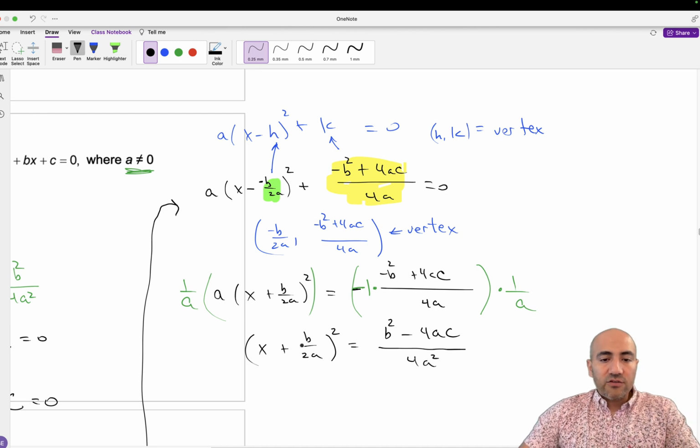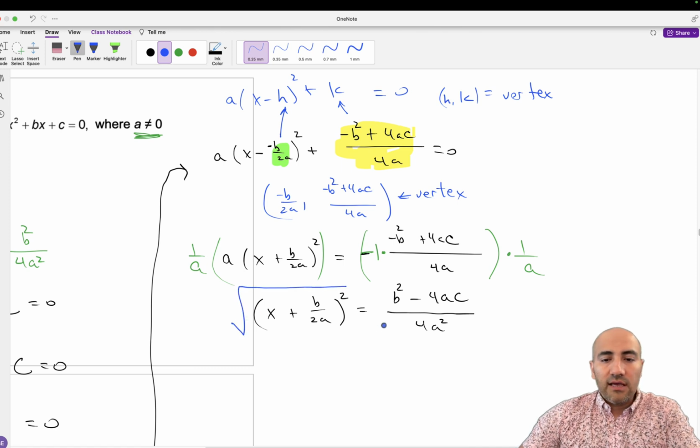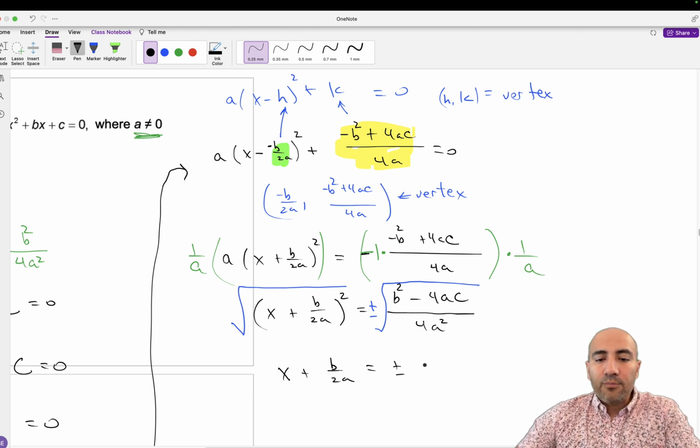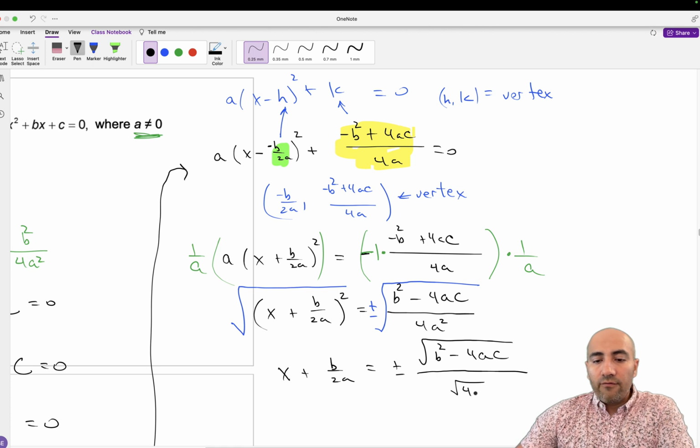Good. In the process of solving, now I want to take the square root of both sides. So I'm going to take the square root of this side, the square root of this side. Whenever you take the square root, you have to introduce the plus or minus. So now we end up with x plus b over 2a equals plus or minus, and I'm going to separate this root, the root of the numerator, the root of the denominator. So this is plus or minus the square root of b squared minus 4ac, starting to look familiar maybe, divided by the square root of 4a squared.